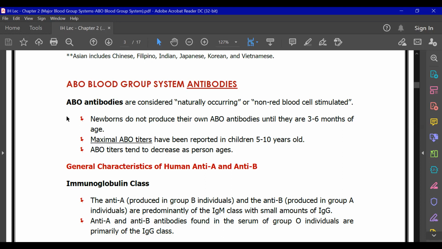Okay, so ABO titers, you have to always remember that they decrease as the person ages, basically because antibody production wanes over time. Meaning wanes, W-A-N-E-S, wanes. Antibody wanes over time, meaning antibody production decreases in amount as we age. Okay, you always have to remember that.